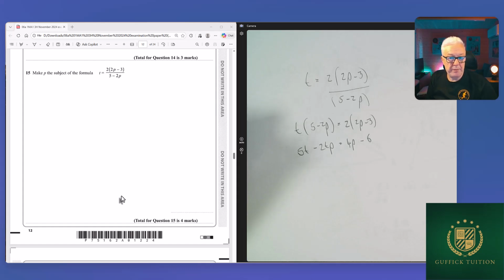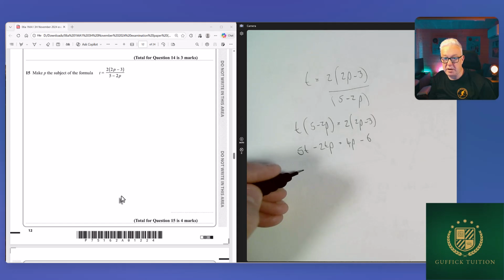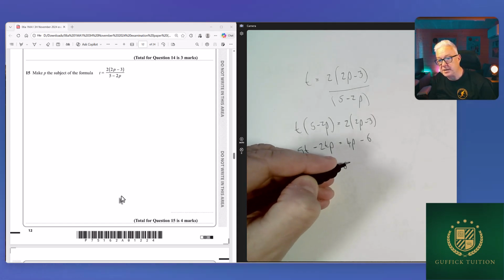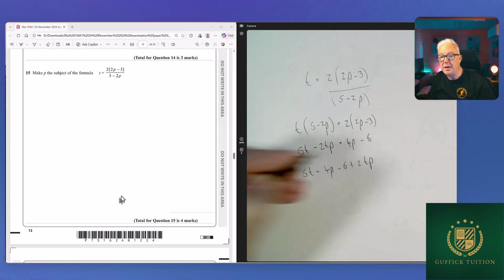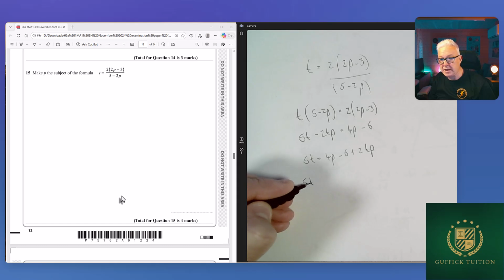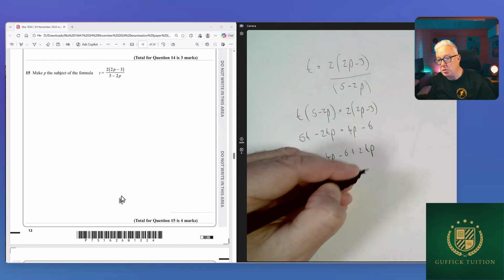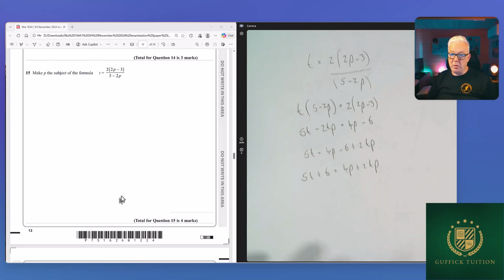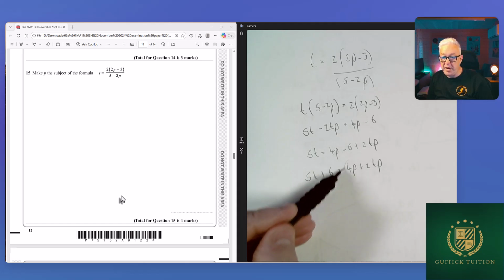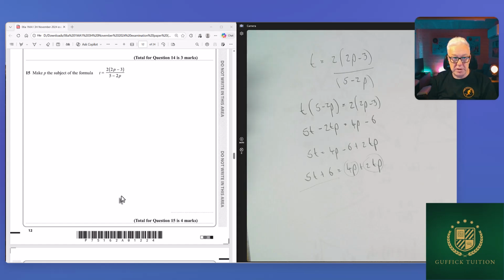Now we're trying to make p the subject, so we want everything that's got a p on one side. So I'm going to add this over to the other side. That's going to give me 5t will equal 4p minus 6 plus 2tp. Let's take this 6 over the other side. So 5t plus 6 is equal to 4p plus 2tp. Now, what we've done so far is expanded the brackets and got everything that has a p on one side of the equation and everything else on the other. That's the really important distinction.